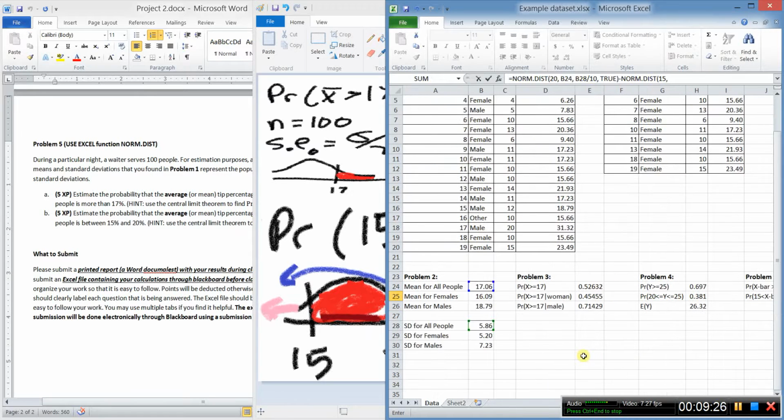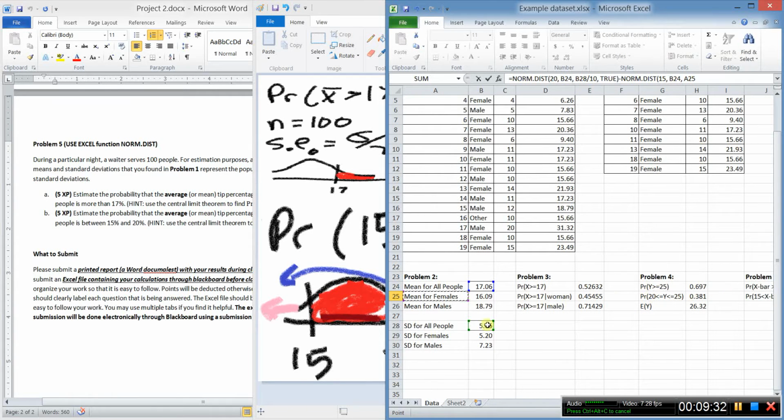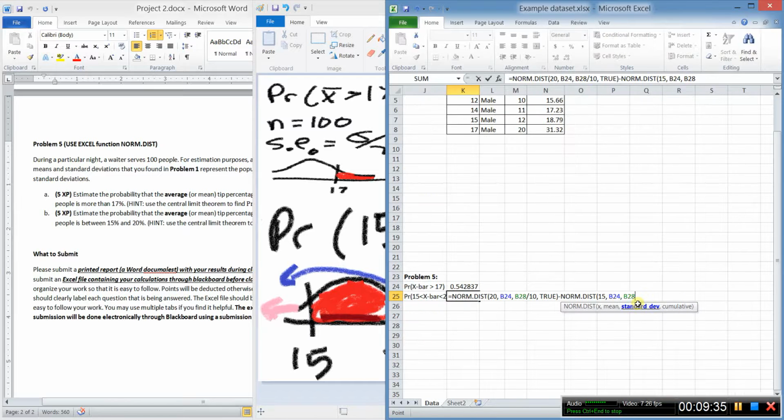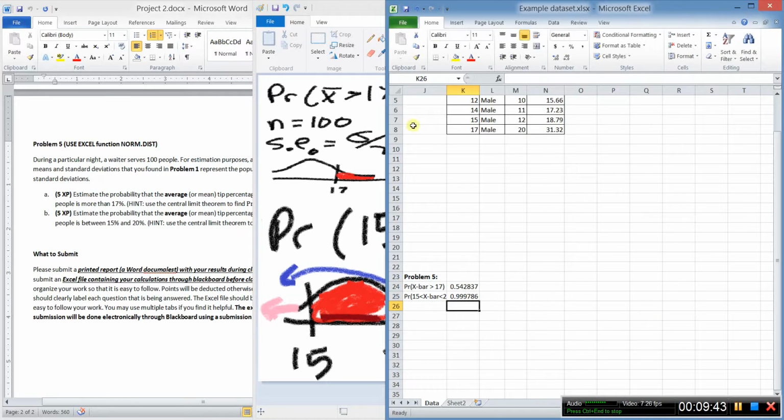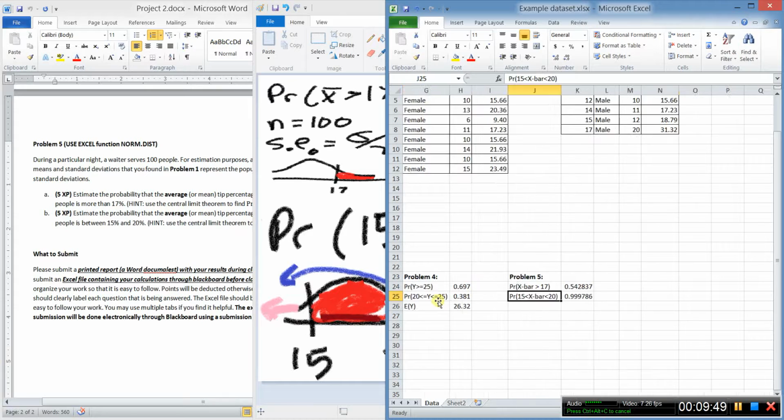Alright, I'm going to go over here and grab the mean again. I'm going to go over here and grab the standard deviation divided by 10, and then write true. Alright, and there we go. There's the probability that the sample mean is between 15 and 20.